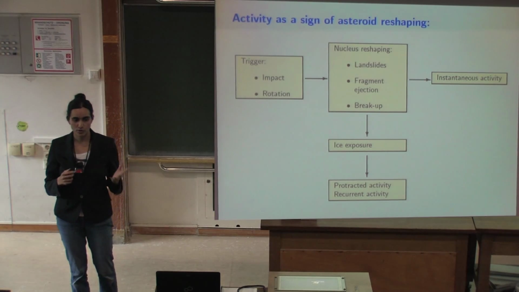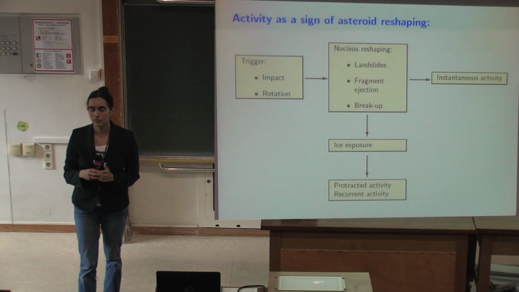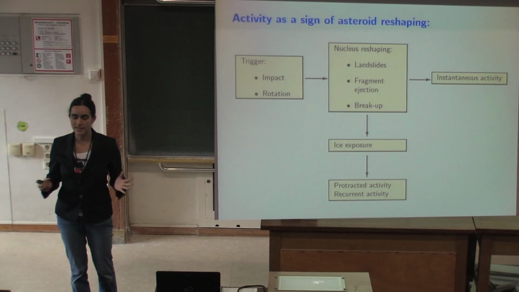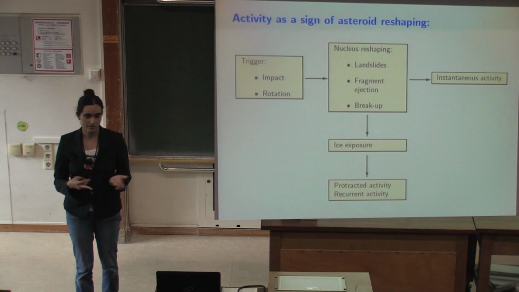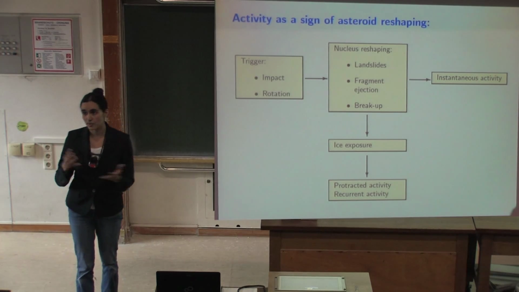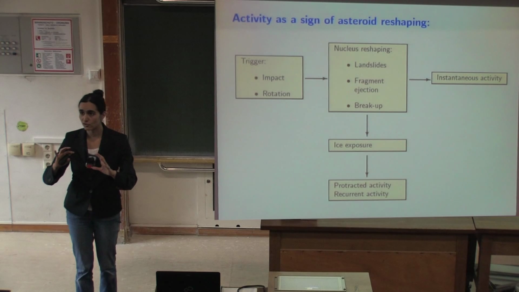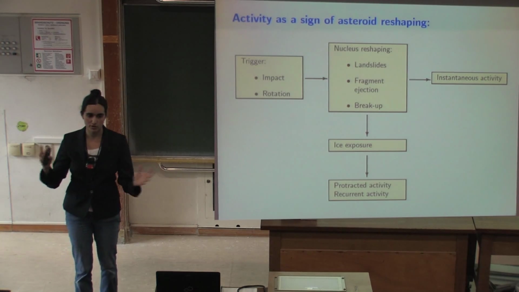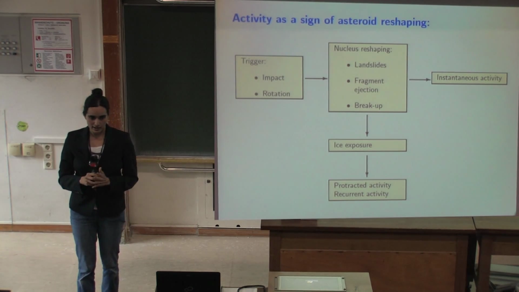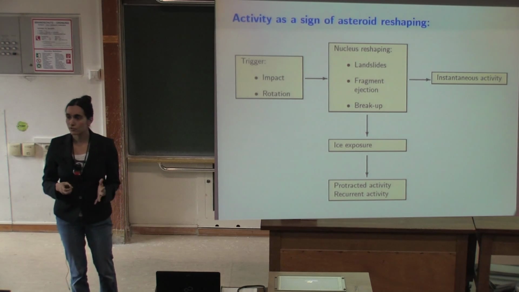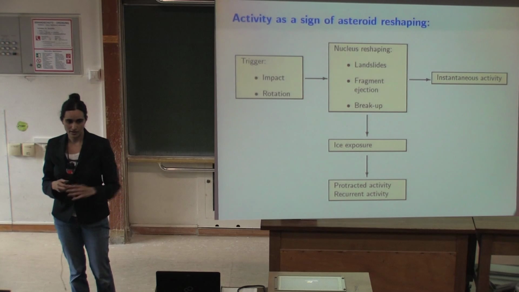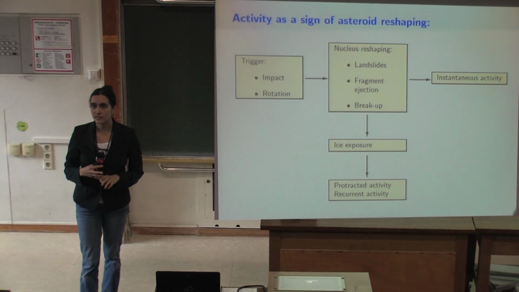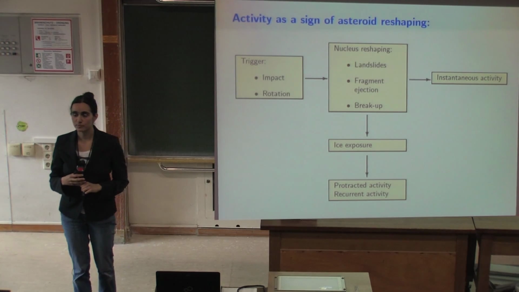And this trigger causes the reshaping of the nucleus in one way or other. Maybe it's just landslides, maybe it's the ejection of fragments, maybe it's entire breakup. That depends on the initial conditions, on the shape of the asteroid, on the material strength. Whatever happens, the nucleus reshaping creates a dust cloud. And this dust cloud then results in this instantaneous activity we see in some of the asteroids.